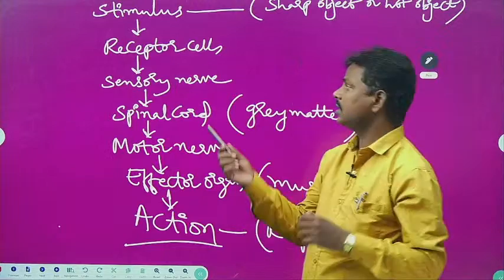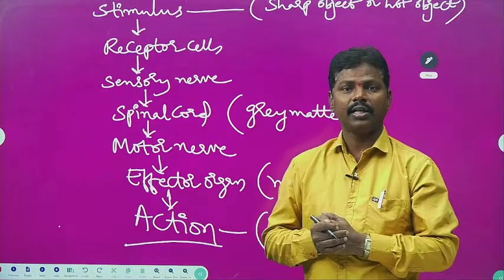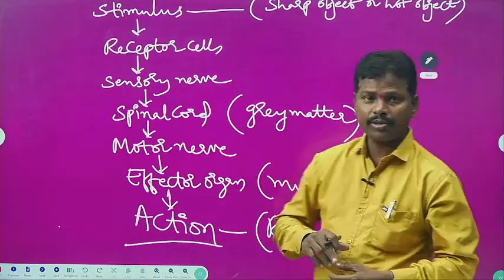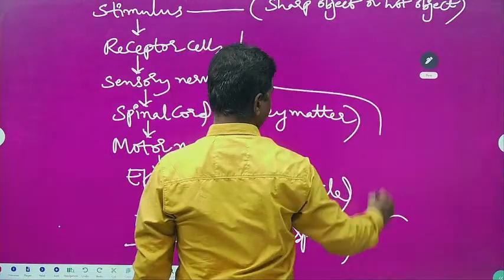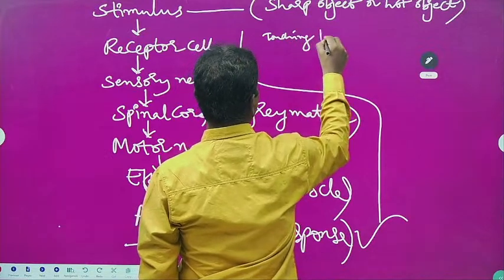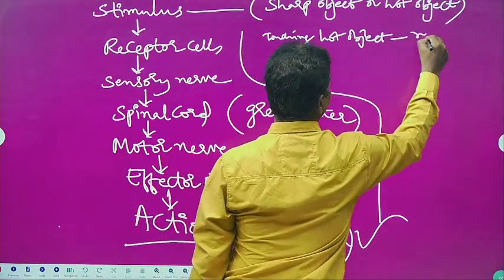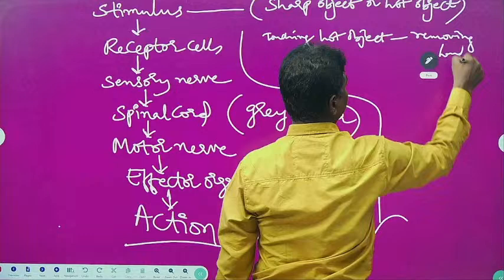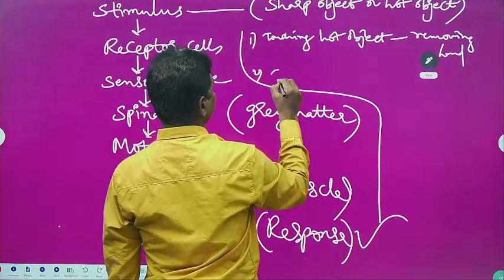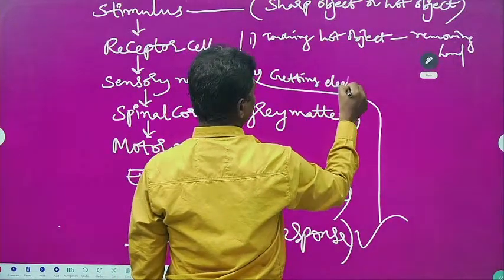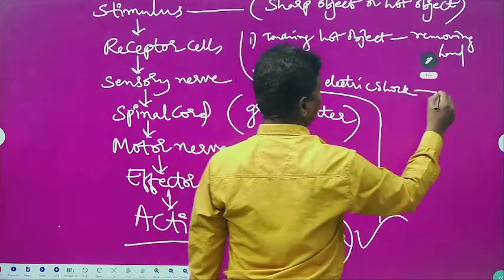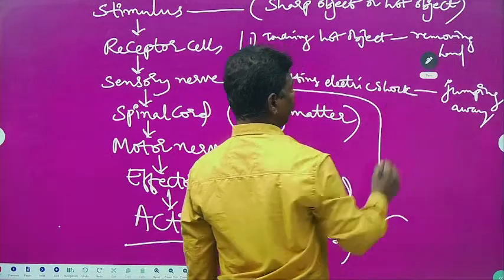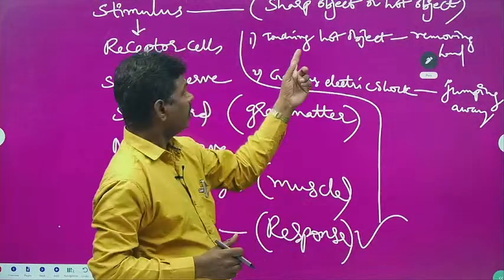On that day only I told you in the previous class, reflex actions are nothing but the actions which occur in our body spontaneously or rapidly. Examples I told you already, okay? Touching hot object, removing hand, next getting electric shock, jumping away, okay? Touching hot object, removing hand.